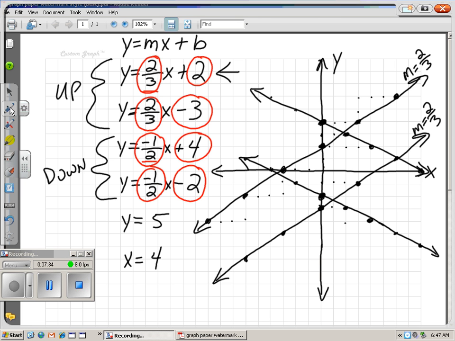Okay, finally, notice those two lines are parallel as well. This is m equals -1/2. It had a slope of -1/2. And this also had a slope of -1/2. So those are parallel. Parallel lines have the same slope. We're going to use that later. Remember it.